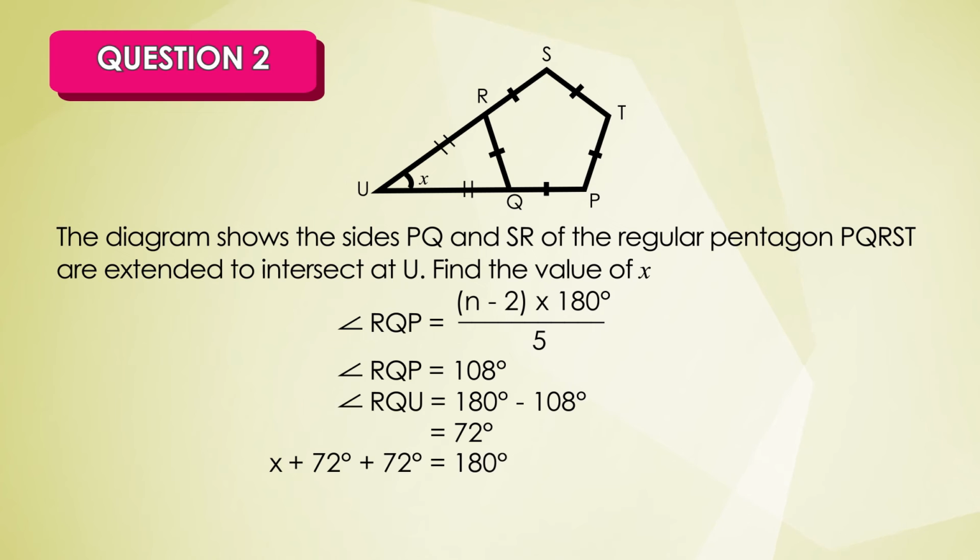x plus 72 degrees plus 72 degrees equals 180 degrees. x plus 144 degrees minus 144 degrees equals 180 degrees minus 144 degrees. x equals 36 degrees. Excellent work, girls and boys. Keep it up.